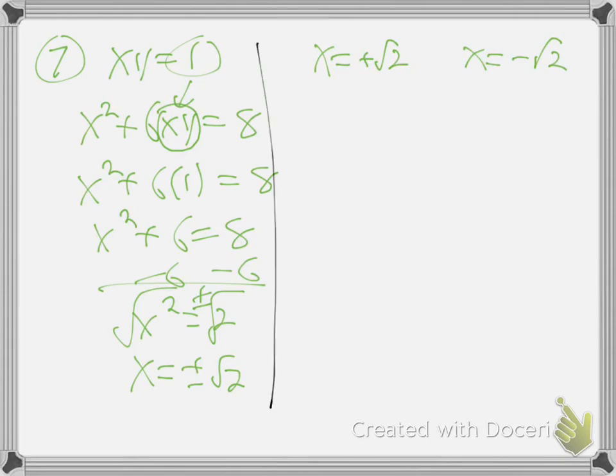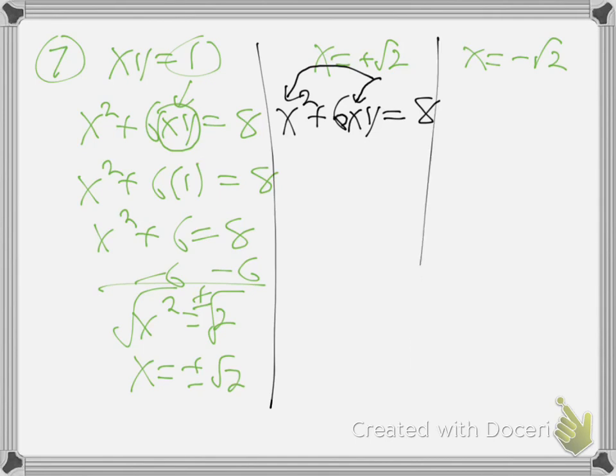If I'm going to plug into x squared plus 6xy equals 8, if I'm going to plug positive root 2 in for x there and there, and then over here, I'm thinking about plugging in the negative root 2, I'm wondering, does that matter? Does that make a difference when I plug in negative root 2 there and there? Is that different than positive root 2? Yeah, because I have a regular x, not just an x squared.